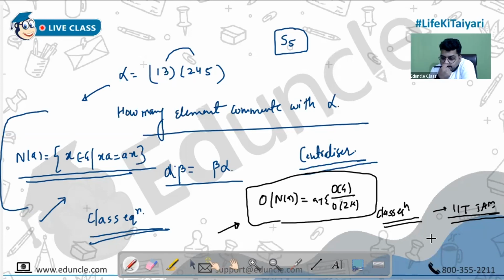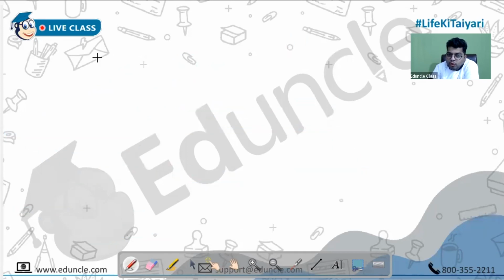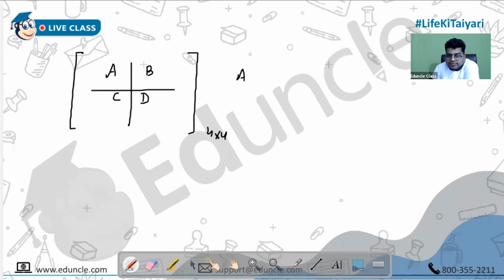Any other problem? You are asking about the block matrix. See, Pratiksha, whenever you have a block matrix problem, basically let us consider we have a 4x4 matrix. And if A, B, C, D are all 2x2 matrices, then this is called a block matrix. All are 2x2 matrices.